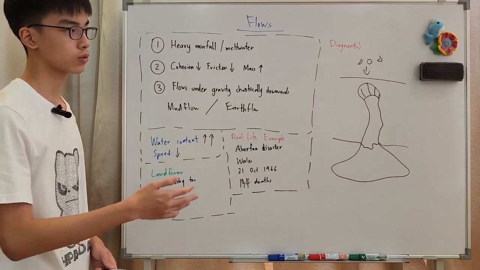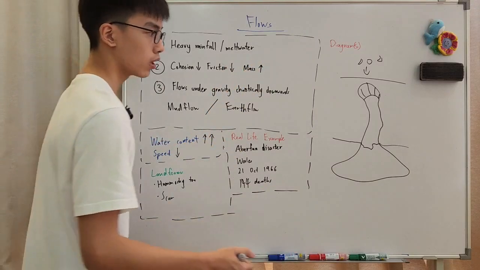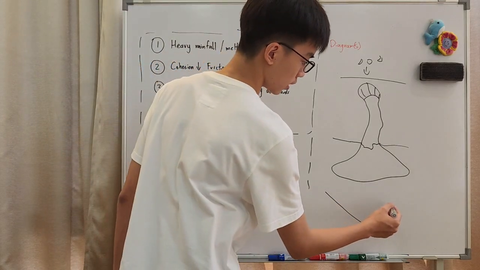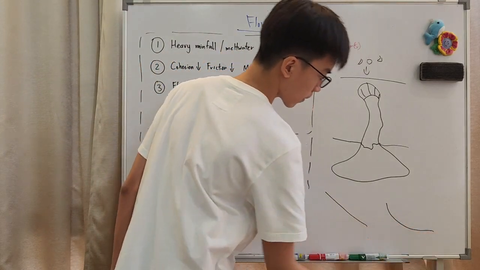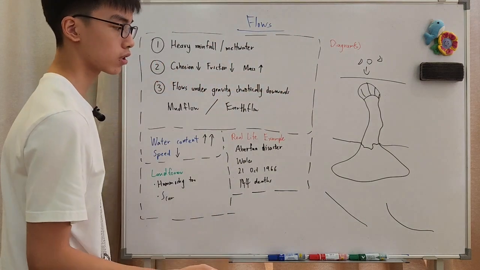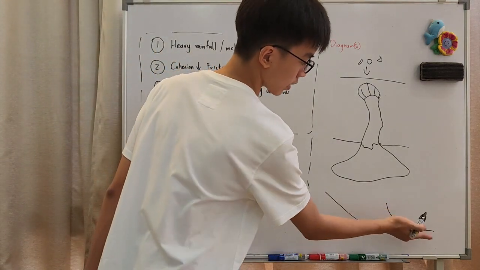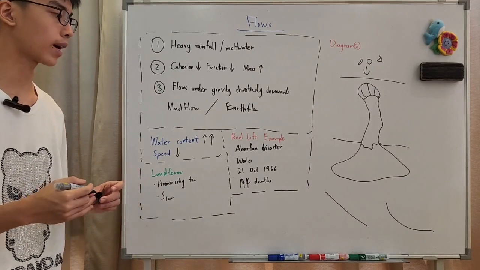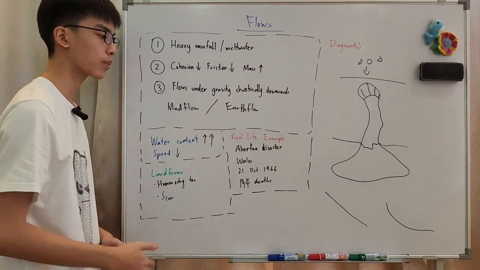And this also reduces your angle as well. So initially it was like this, then it will lead to this. So your overall angle has decreased, but here is steeper and here is gentler to hold back the rest of your mass. And here's a real life example.